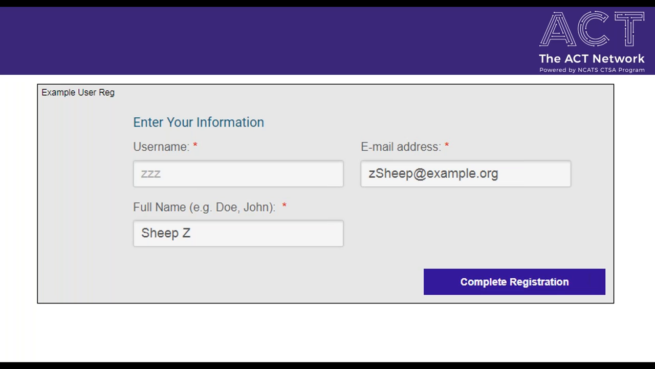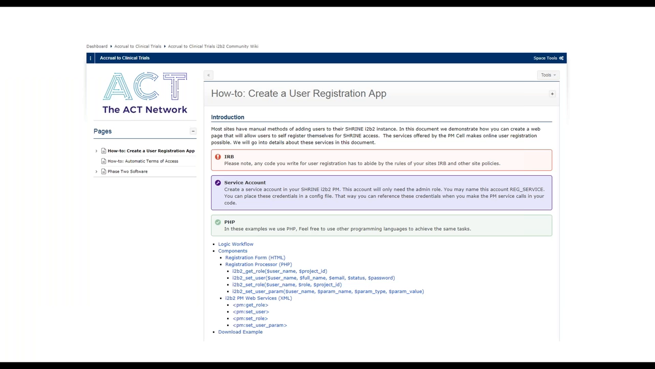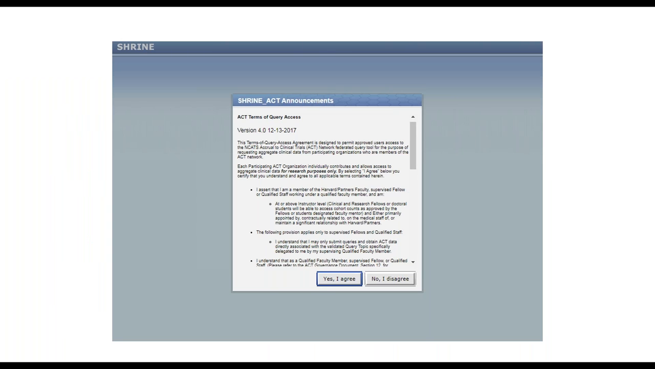You can use one URL that tests whether they're registered or not, depending. It'll take them right to the Shrine web client or to this registration page. So, yeah, good question. Yes. Each time, that's why we decided to try it for this. Like I said, it's not mandated, but that's one way to do it. And we found this is very easy, even though they have to click "Yes, I agree" every time.